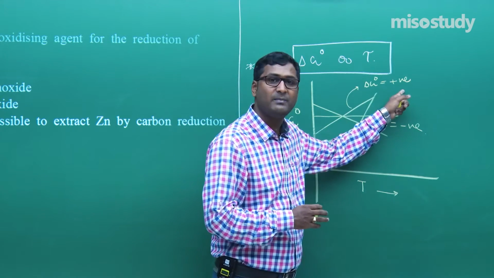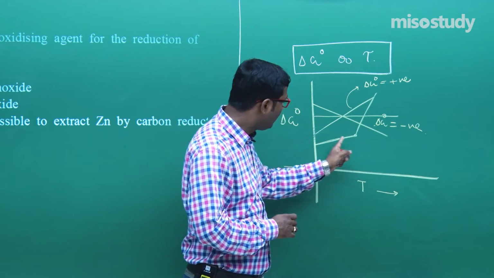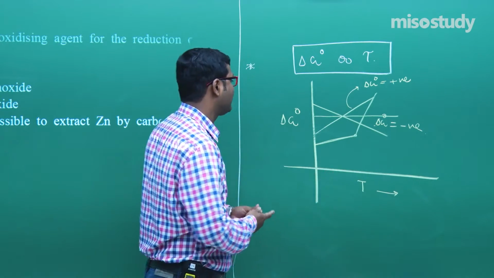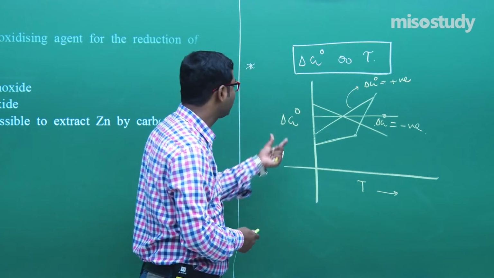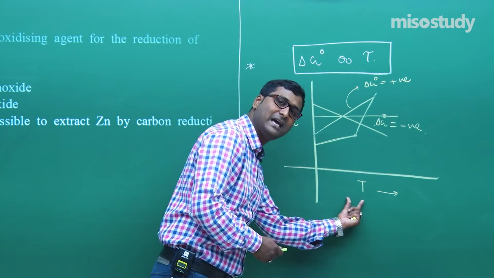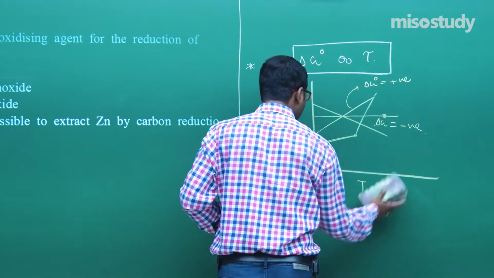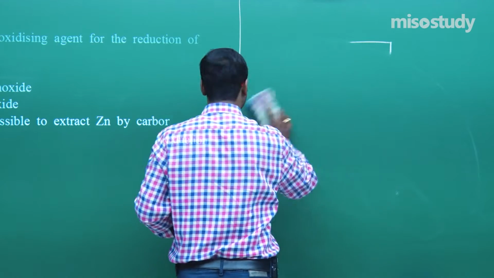Up, delta G becomes less negative. Down, delta G becomes more negative. Break, that is the phase change. Clear? This is the basic concept related to the Ellingham diagram, that is, the graph between delta G and T gives you the Ellingham diagram. Now I am going to rub this part and we'll discuss the graph related to the question.